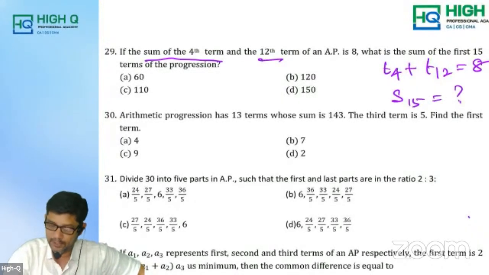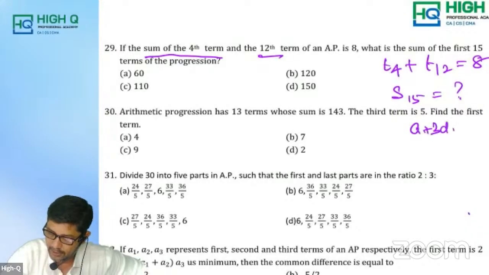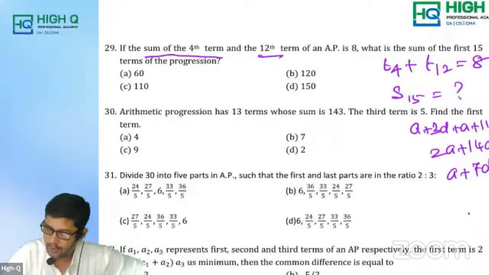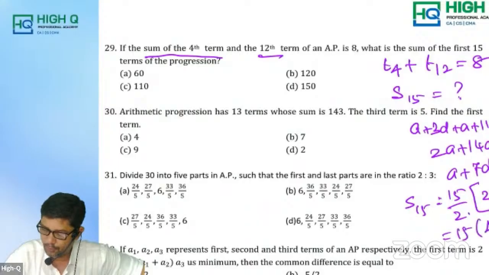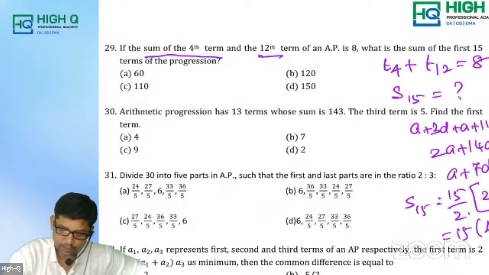Now you find out, my dear. What is it? A plus 3D plus A plus 11D is equal to 8. 2A plus 14D is equal to 8. A plus 7D is equal to 4. Okay. Now S15, they ask you to find out. What is S15 equal to? 15 by 2 into 2A plus n minus 1 into D. So 2A plus 14D, 2 will come out. So 15 into 4. What is the answer? 60. Sudarshan, you are right. 60 is the right answer.